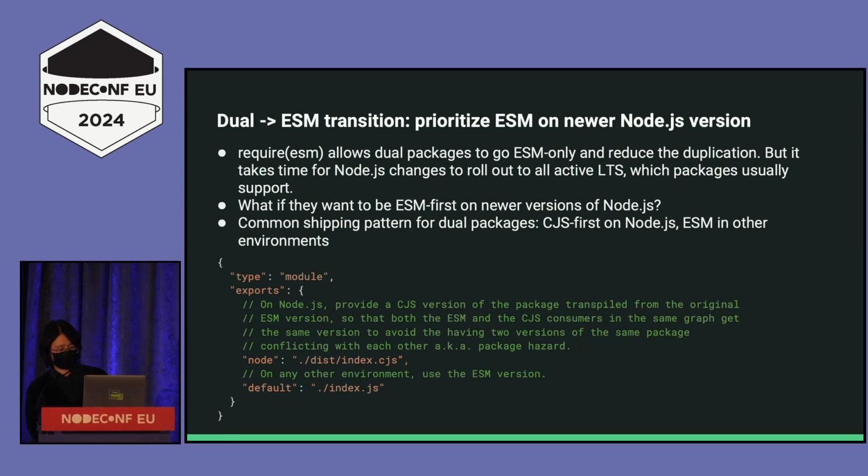So here we have a common pattern of dual packages. They may use the Node exports condition in package.json to supply the CommonJS version to both require and import on Node in order to prevent having 2 copies of the same package in the same process, otherwise known as the dual package hazard. In other environments, like when being bundled for the browser, they would use the default export condition to supply the ESM version. But now that they can supply ESM to require on newer versions of Node, how can they pick this up sooner?